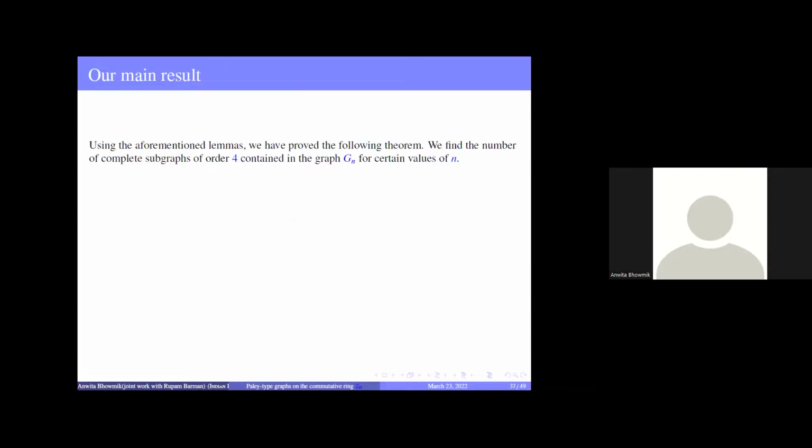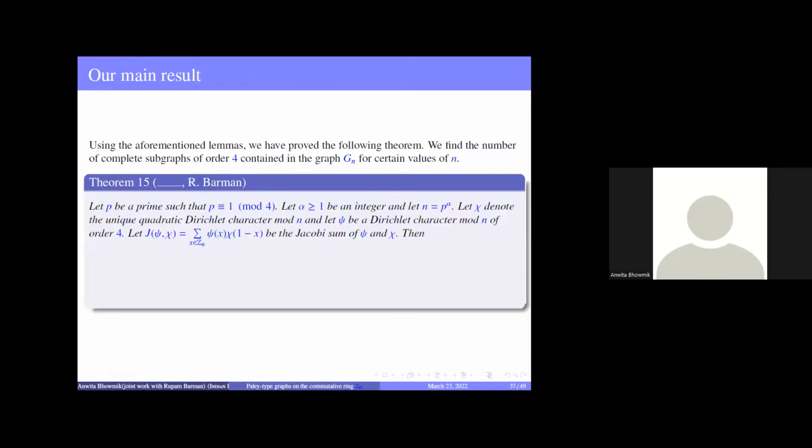So we can go to the main result now, which is to compute the number of complete subgraphs of order 4. So this is the result. If p is congruent to 1 mod 4, alpha is a positive integer greater than or equal to 1, and n is p to the power alpha, chi is the unique quadratic character mod n, and psi is a character of order 4, J of psi and chi is the Jacobi sum. Then k4 of Gn, which is the number of complete subgraphs of order 4, is given by this formula, which depends on p, alpha, and the Jacobi sum.